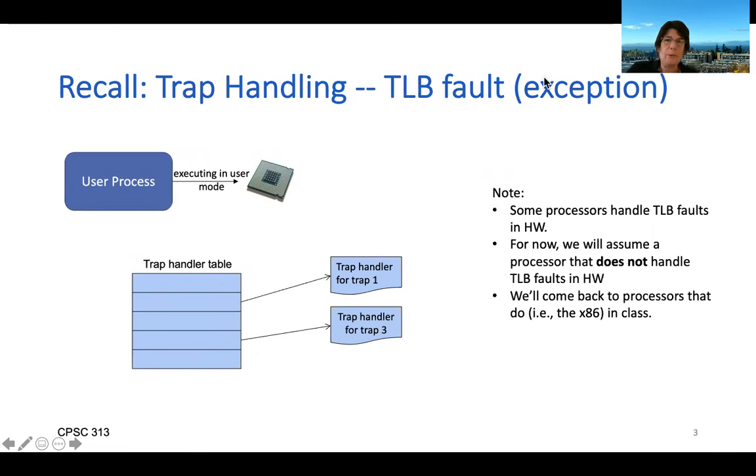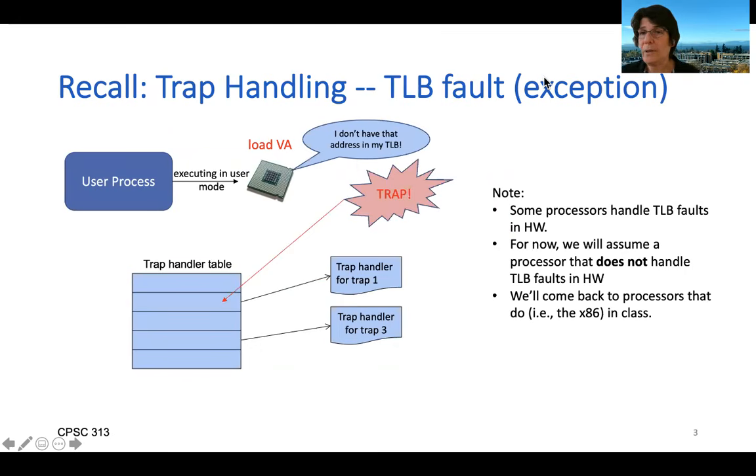So our user process is happily running along. It's generating addresses, they're getting translated by the processor, and life is good, and the operating system is kind of out to lunch. But all of a sudden, the user process generates an address that isn't mapped in the TLB. At which point the MMU or the processor throws up its hands and says, I can't do anything with this. I don't have a mapping for it. No problem. I know what to do when I don't have a mapping. I'm going to generate a trap.